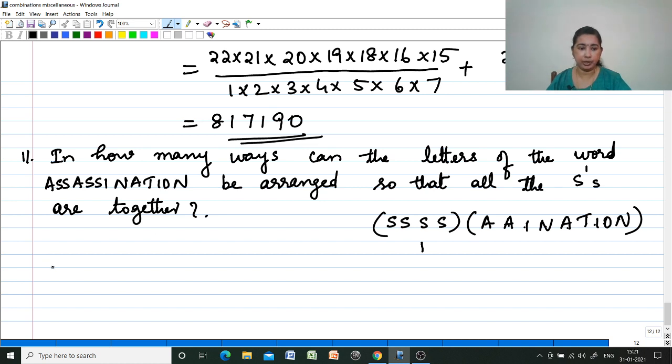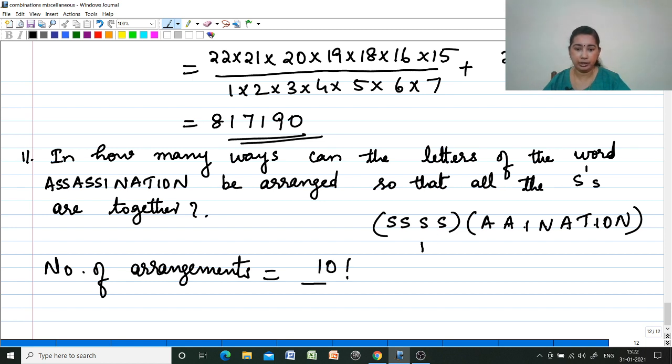So therefore number of arrangements is equal to, here how many letters are there? Up to this 9, and considering all the S's together as one unit, total 10 factorial divided by, now again each one repeats, A repeats 3 times, so 3 factorial, N repeats 2 times, then I repeats 2 times, and that is equal to 1,51,200.